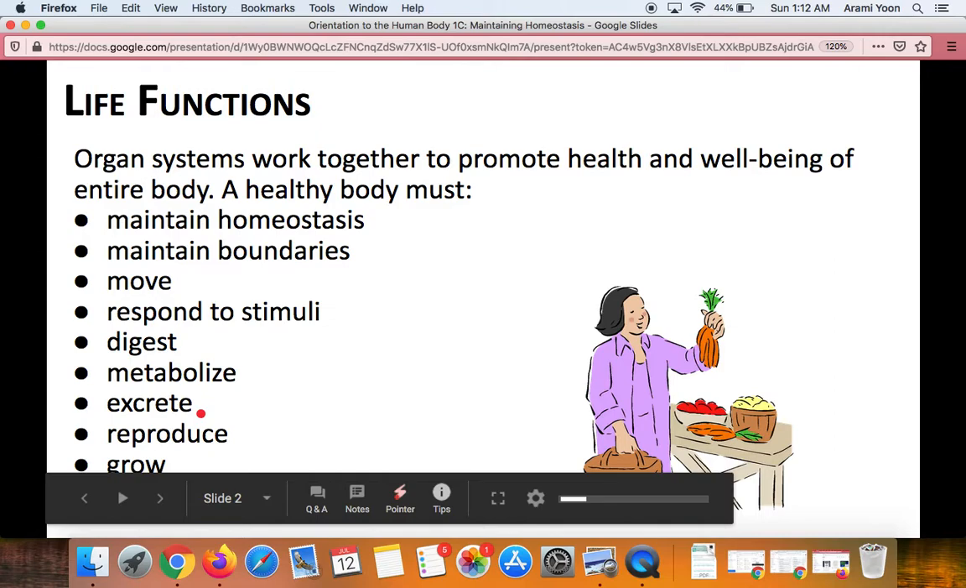Remember that organ systems work together to promote health and well-being of the entire body, which means that a healthy body must be able to do all of these life functions that you see here. And the very first one listed is that healthy bodies must be able to maintain homeostasis.